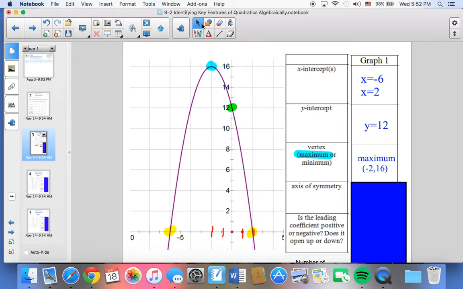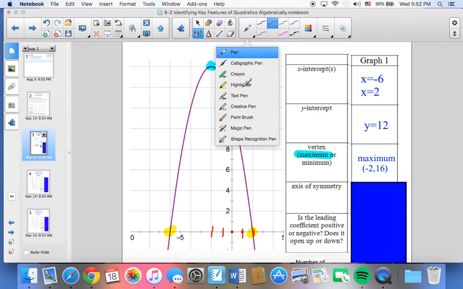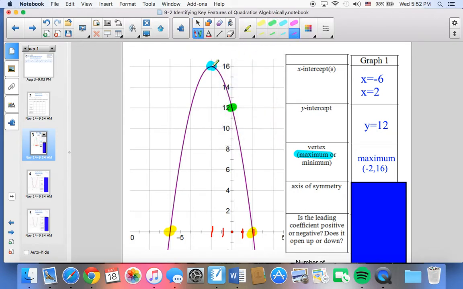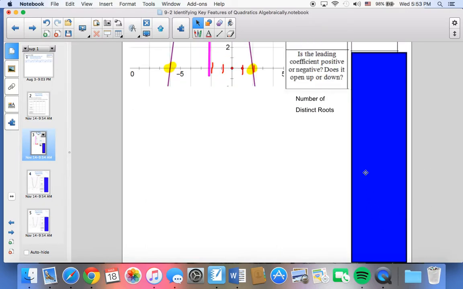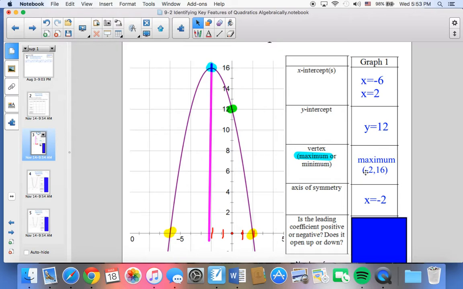Okay. The axis of symmetry, that's that line that cuts the parabola in half. So let's highlight that so we can see it. That is right here. And the equation of that axis of symmetry is x equals -2. That's the line that cuts the parabola in half.